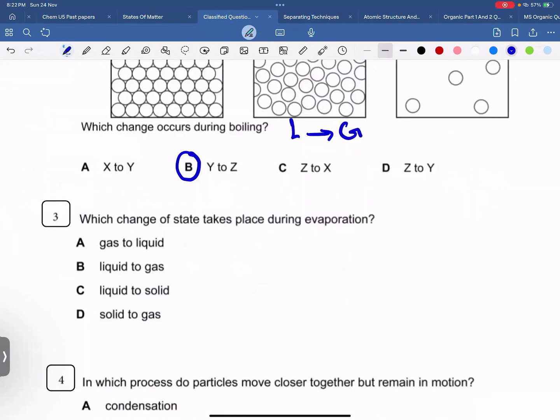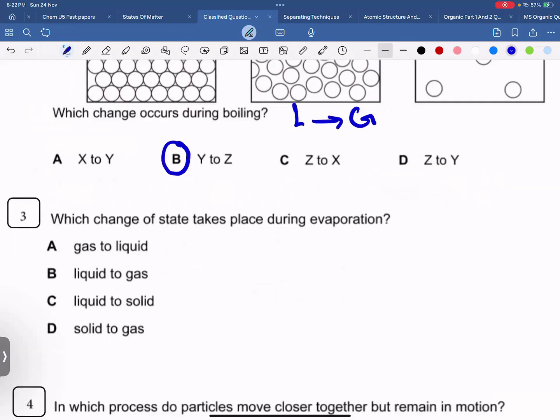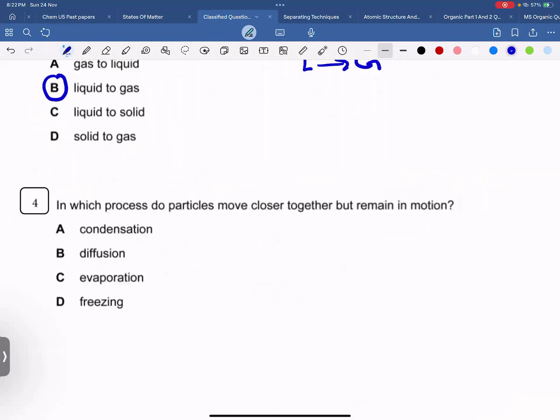And then, which change of state takes place during evaporation? During evaporation, liquid turns to gas. So liquid to gas. And then in which process do particles move closer together but remain in motion? Particles can move in liquid state and in gas state. Move closer means liquid, so condensation process, from gas to liquid, but remain in motion, okay? So particles move slowly in liquid, but fast in gas.